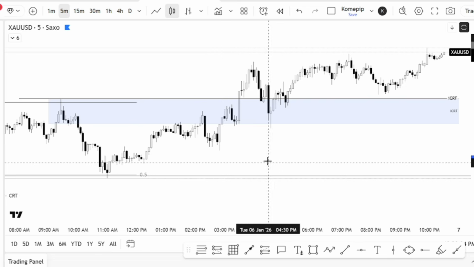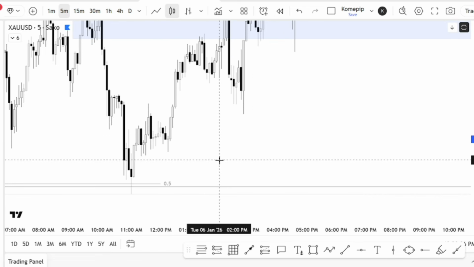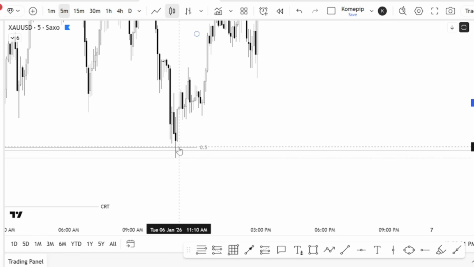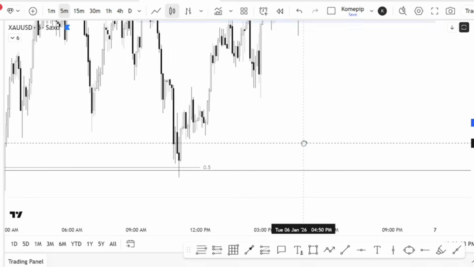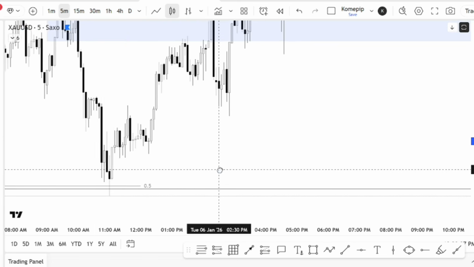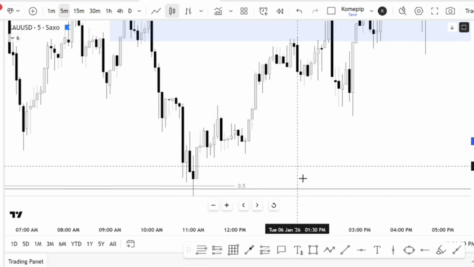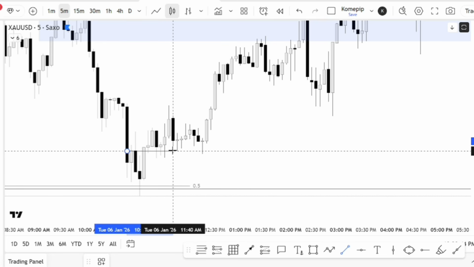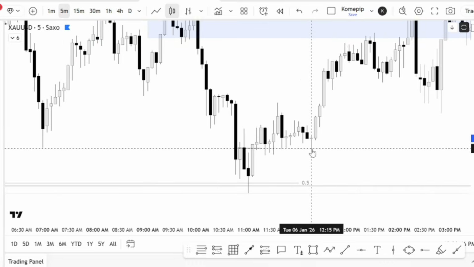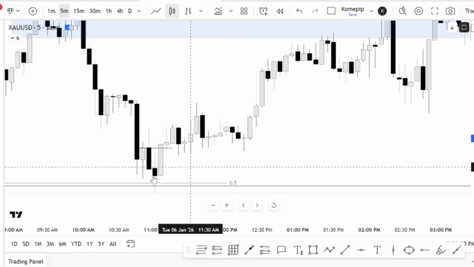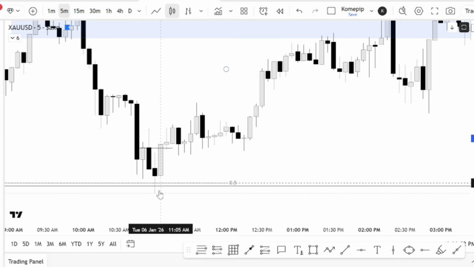Now, having seen this, this is quite interesting. We have a mitigation of our consequent encroachment, which is known as CE and is an ICT concept actually. Now, having seen that, what else can we say? We can see that there was a break and change in state of delivery right there. But was that enough for me to take any buys? No, it was not enough, especially seeing that it was coming from the 4-hour time frame.